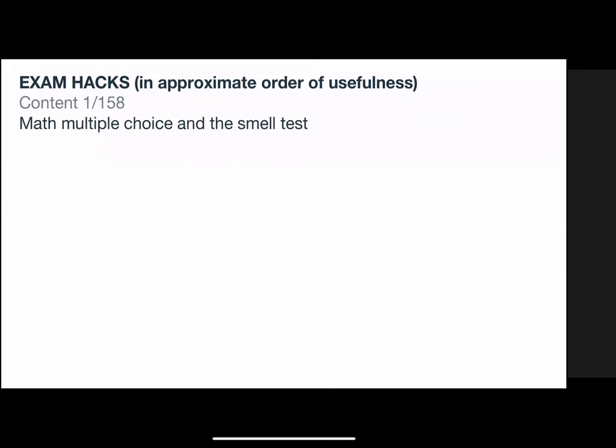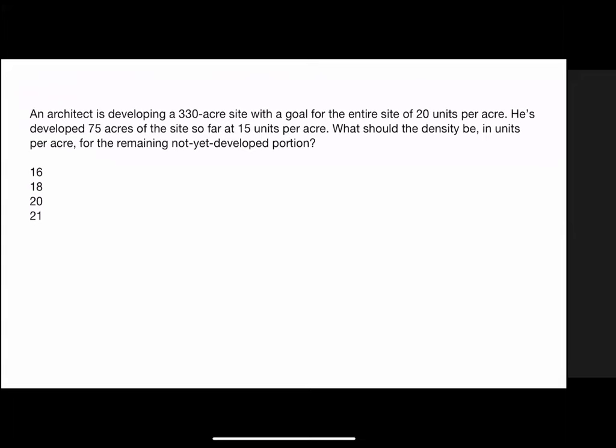Second hack: math multiple choice and the smell test. So this question that we did, you don't have to do any math to answer it. This happens all the time on the exam. Those of you who have taken the exams know that if there's a math problem, probably 60% of the time, it's not a numeric fill-in-the-blank, but rather a multiple choice one.